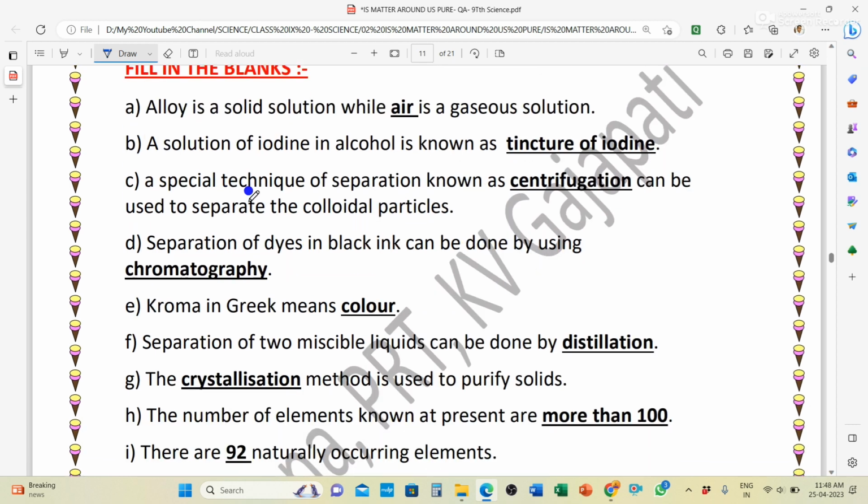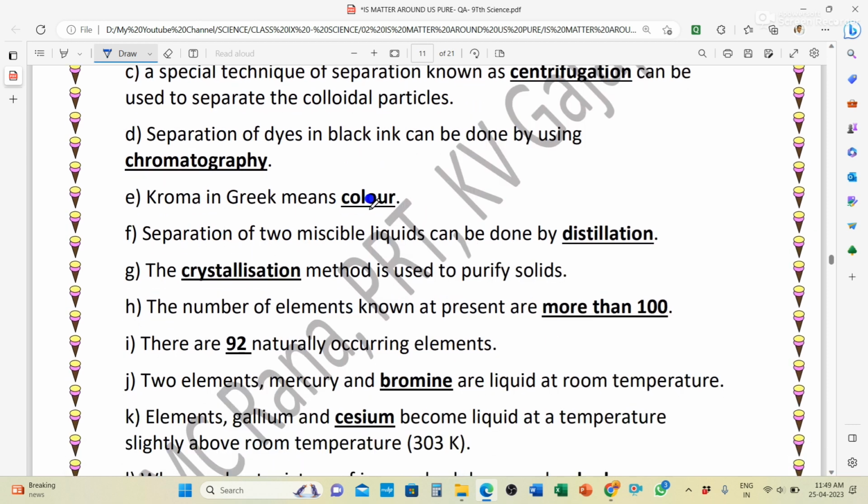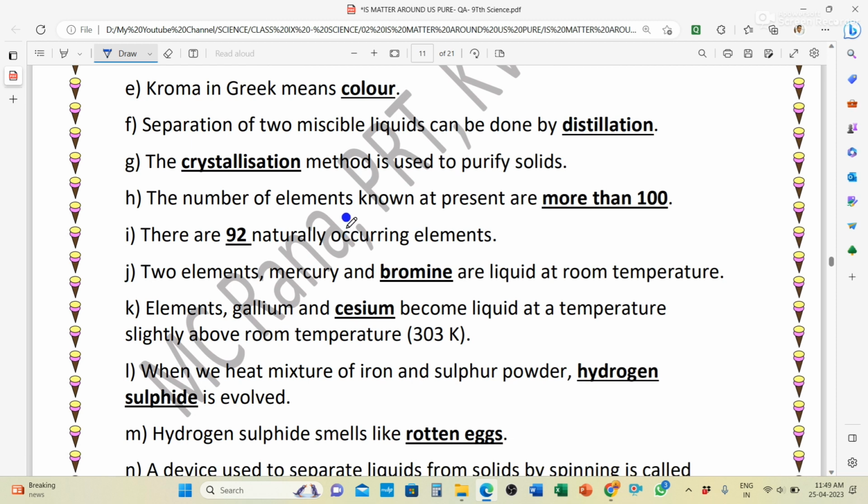A special technique of separation known as dash can be used to separate the colloidal particles. This is centrifugation. Separation of dyes in black ink can be done by using chromatography. Chroma in Greek means color. Separation of two miscible liquids can be done by distillation. The crystallization method is used to purify solids. In the crystallization method, we will get the crystals of solids. That's why the method is called the crystallization method.